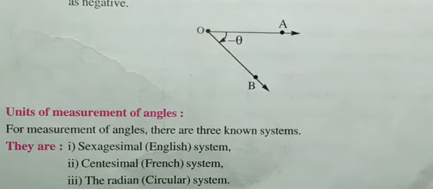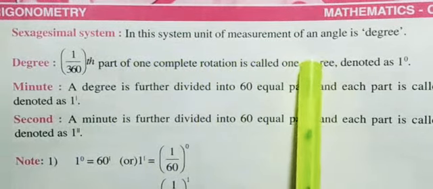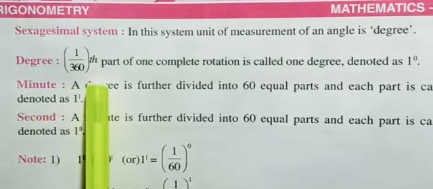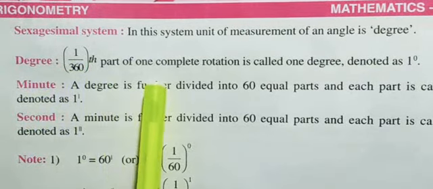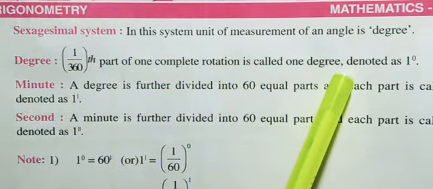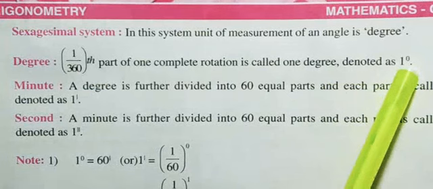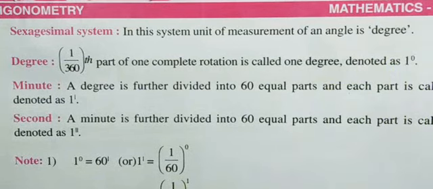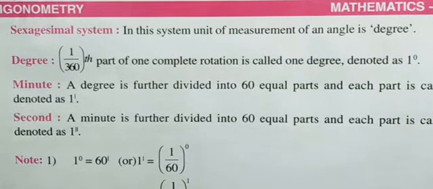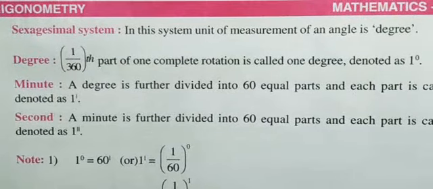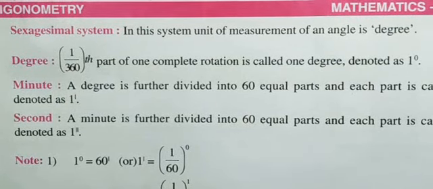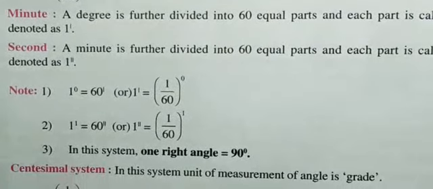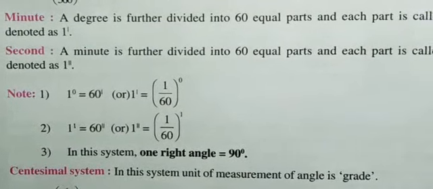In the sexagesimal system, the unit of measurement of angle is the degree. Now what is a degree? The 1/360th part of one complete rotation is called a degree, denoted by 1 with a small 0 on top. Next, minute: a degree is further divided into 60 equal parts, and each part is known as a minute. Next, second: a minute is further divided into 60 equal parts, and each part is called 1 second.